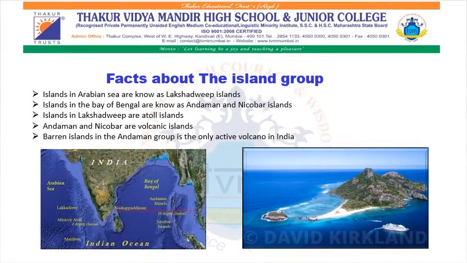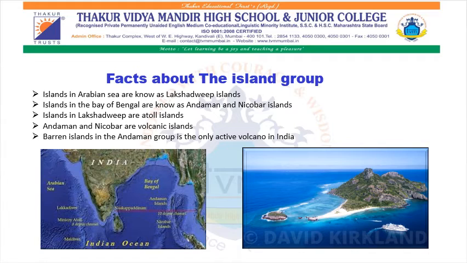The next physical division of India is the Indian islands. First, let us learn how islands are formed. Islands are formed due to volcanic eruption. They are also formed due to corals, as well as by the deposition of sediment on the coastal region. Now in India, you can find that the Andaman and Nicobar Islands are formed due to volcanic eruption.